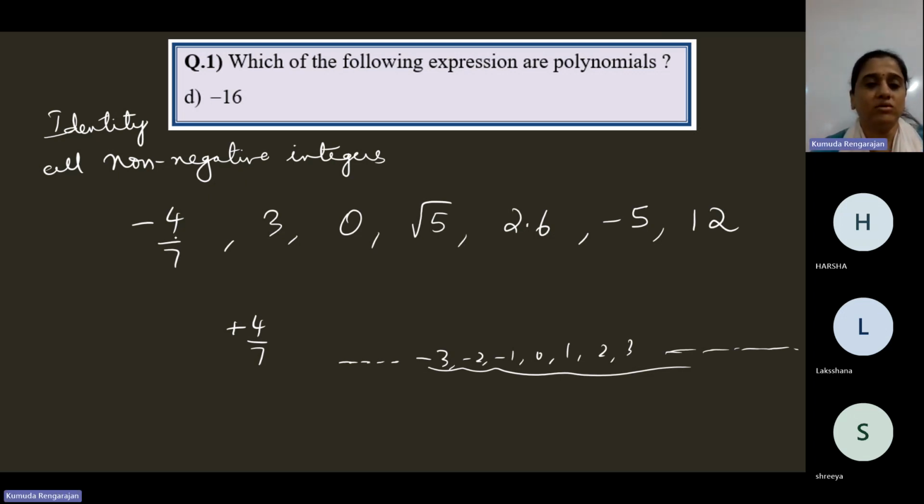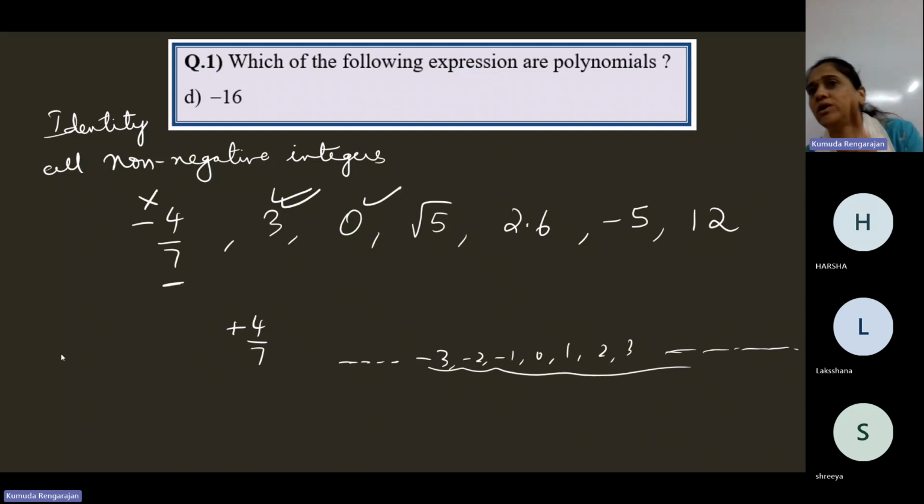So is this one a non-negative integer? No. Is 3 a non-negative integer? Yes. It's not negative, and it is an integer. So it satisfies both. It's non-negative and it is an integer. So it is a non-negative integer. 3 is plus 3, right? Non-negative integer. Yes.